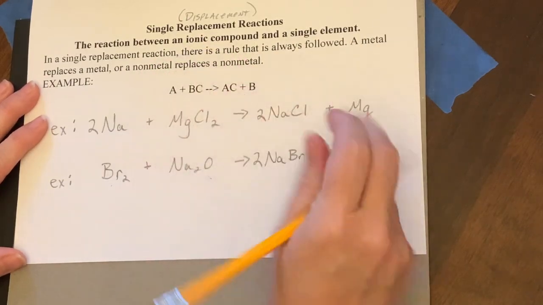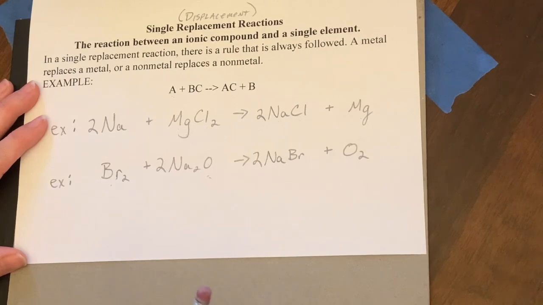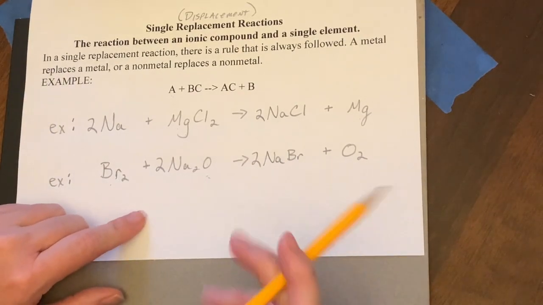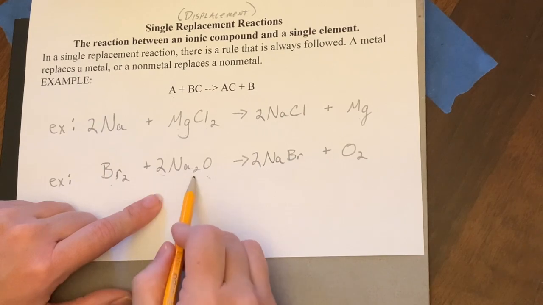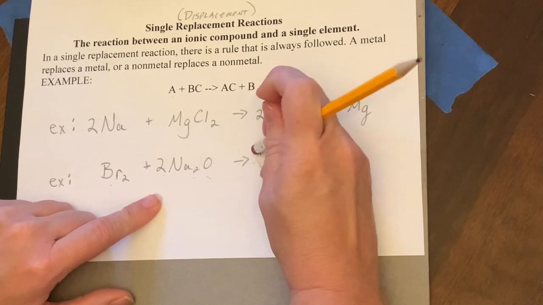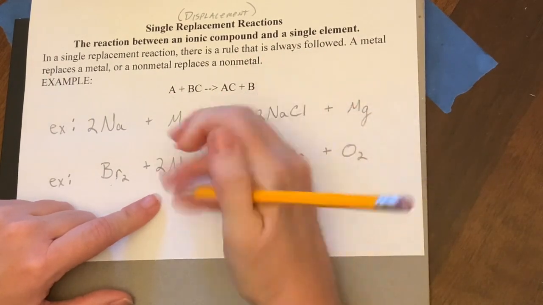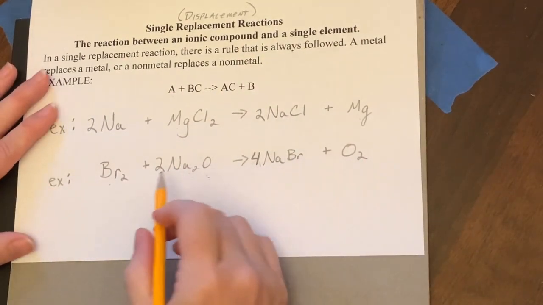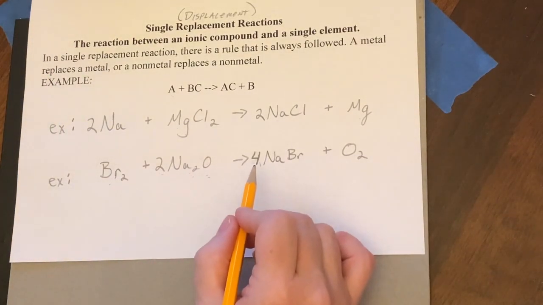So I'm going to go on ahead. I have to balance those oxygens. So I'm going to put a 2 there. All right, well, that's fine. And now my oxygens are good, but if you notice now, my sodiums, I have 4 and I have 2. That's okay. That's why I use an eraser. So now I'm going to put a 4 here. All right. So my sodiums now look good, right?